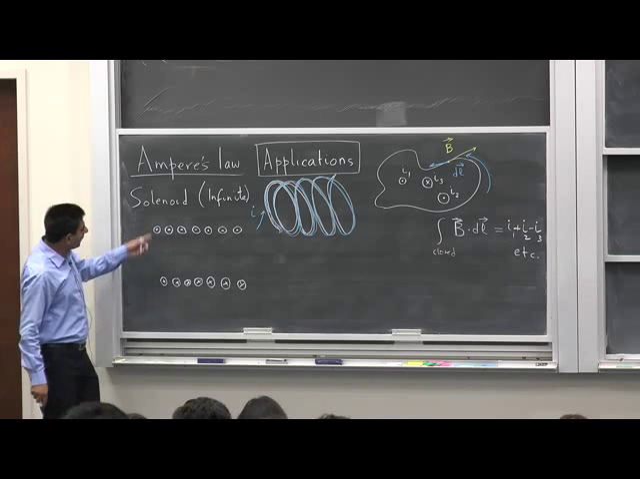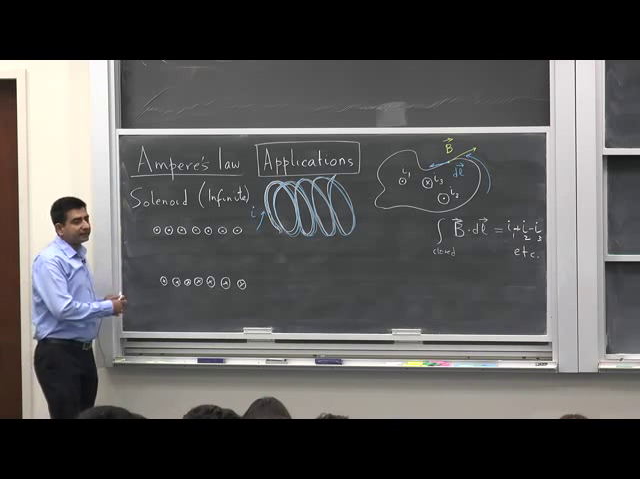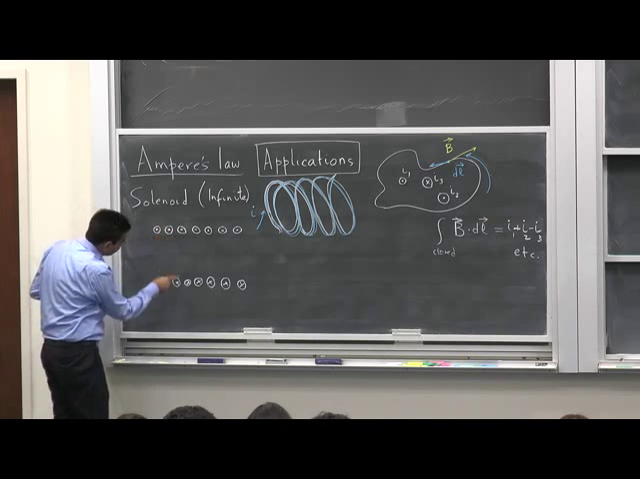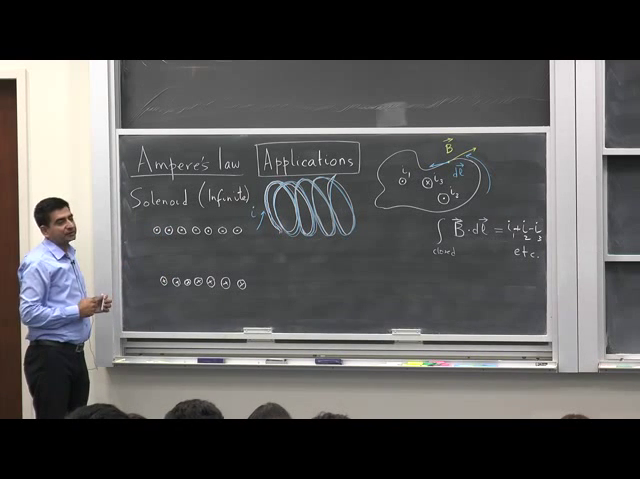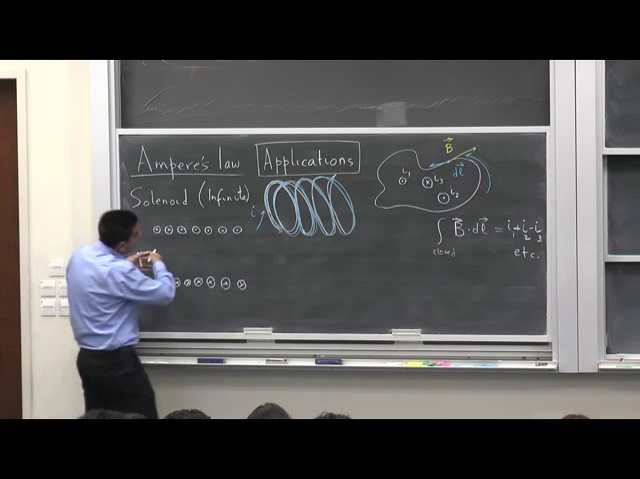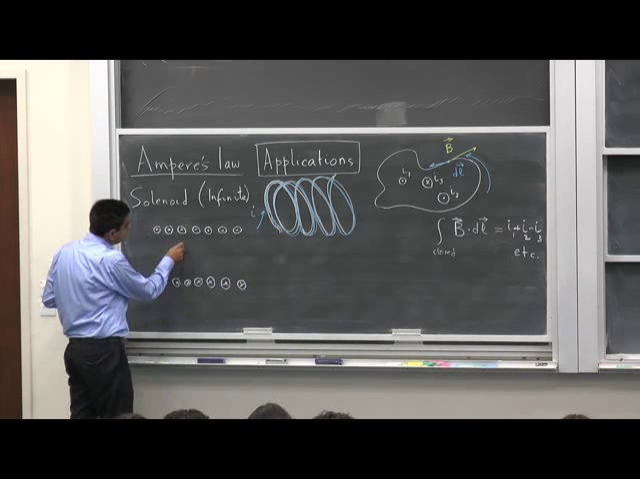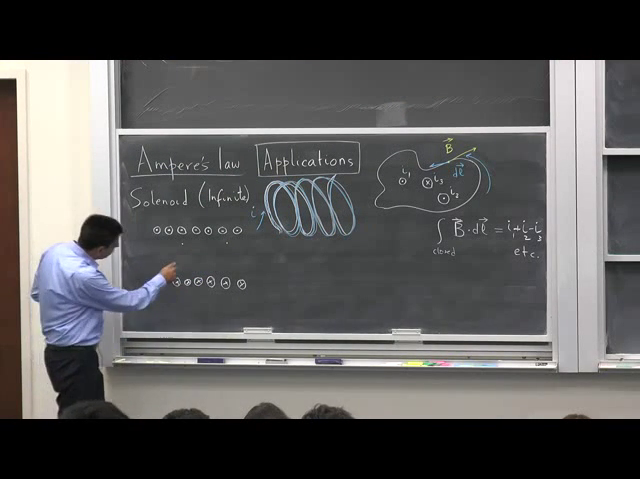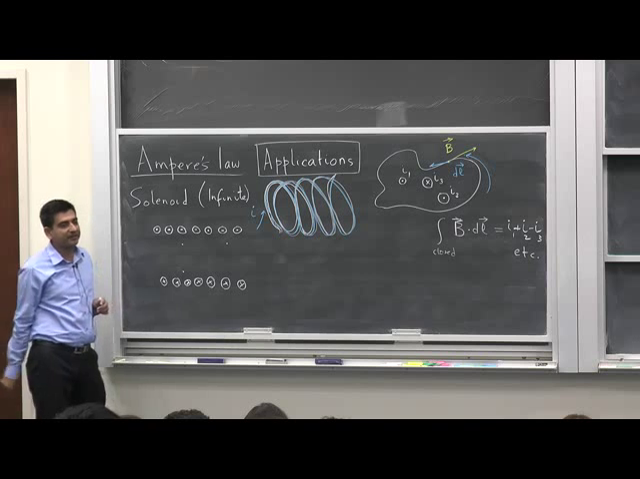Now, if I look at one of these coils, the magnetic field is pointing towards the right. For the next coil, the magnetic field is also pointing towards the right. So all these magnetic field lines are continuous. And if this is an infinitely long solenoid, the magnetic field at this point is going to be the same as the magnetic field at this point. And the magnetic field here is going to be the same as the magnetic field here.